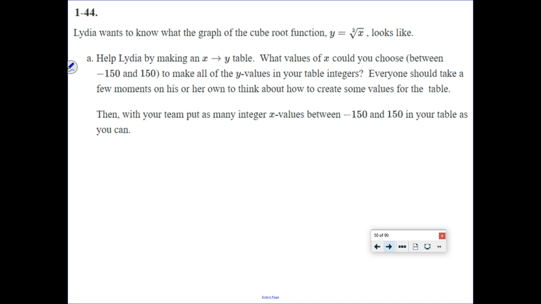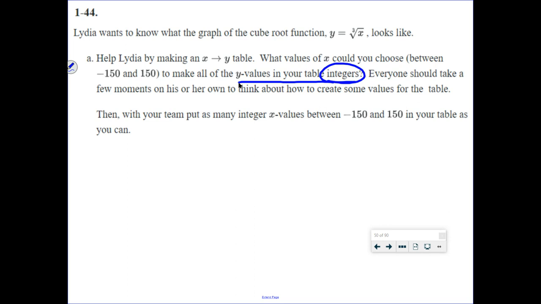It's kind of interesting to try to guess what the graph would look like. All of these families of functions have a different shape, different design, and that's what we're trying to figure out: what do you think it would look like? So, help Lydia by making an XY table. All right, we can do that. What values of x could you choose between negative 150 and positive 150 to make all of the y values in your table integers? What are integers? Positive and negative whole numbers.